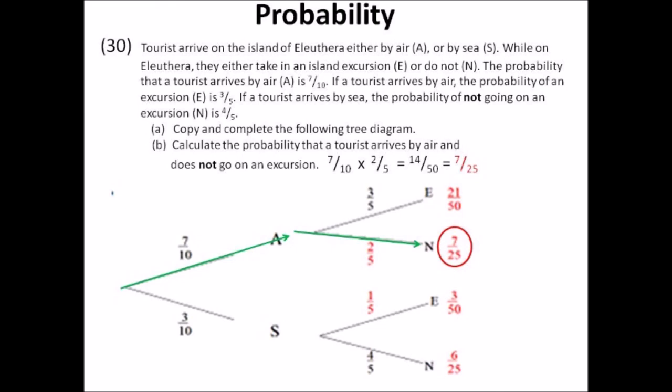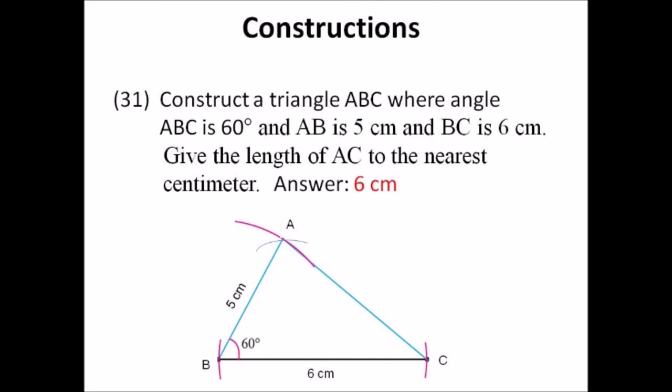Constructions. Here you have to construct a triangle, so use your compass and do your construction of the 60 degree angle first, and then do your 5 centimeter line and your 6 centimeter line, and measure from A to C after you've done that. So to the nearest centimeter, it's 6 centimeters. This one was pretty close, because it was like 5.5 or 5.6, more like 5.6, so it worked out to be 6 centimeters to the nearest centimeter.